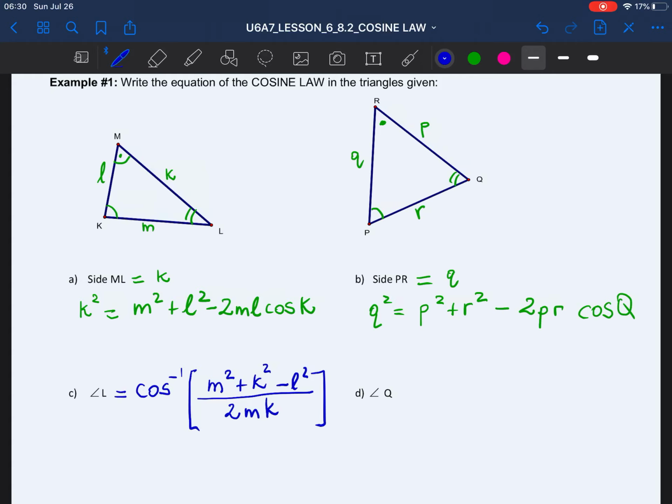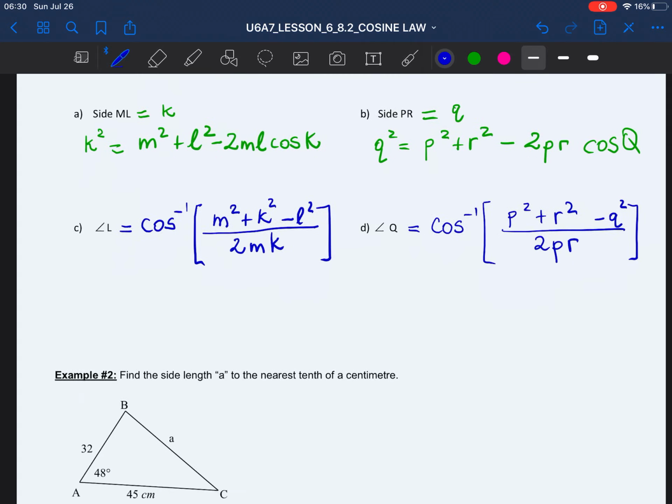The same thing goes for angle Q, which you can definitely try on your own. I will quickly write it down here. Again, start with cos negative 1, because we're using the cosine law. Big fraction. We're finding angle Q, so we are subtracting Q squared. And the other sides would be p squared plus r squared, divided by 2pr.